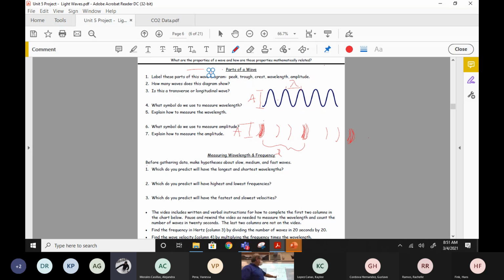Hey, look at my diagrams. Which one has a bigger wavelength, the light wave or the sound wave? Bigger wavelength. In other words, lambda is longer, right? So the sound wave has the bigger lambda, the bigger wavelength here, doesn't it? Which one has a bigger frequency?